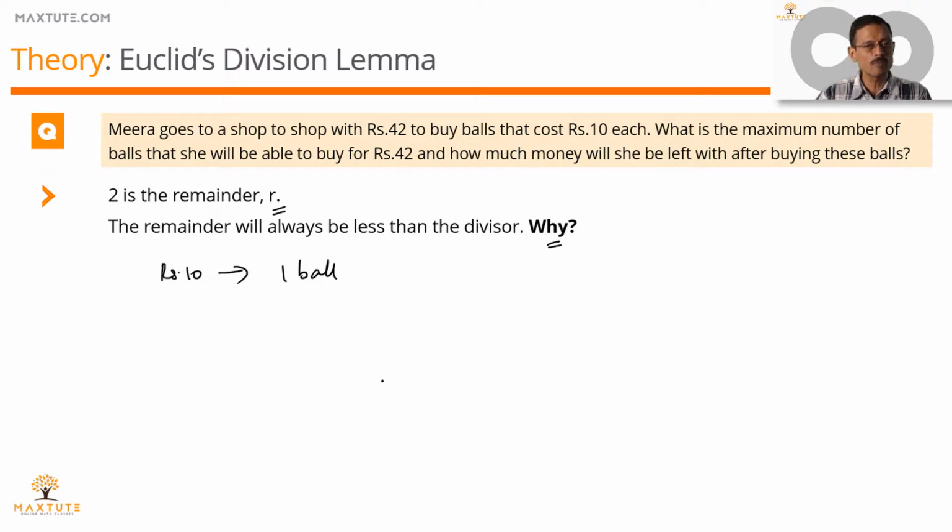When is she going to stop? She is going to stop when she is left with a sum of money that is less than what is required to buy the next ball. What is required to buy the next ball? She requires 10 rupees to buy the next ball. If she has 9, she has 7, she has 6, she has any sum of money less than 10, then she will not be able to buy. And that is the amount of money that she is going to go back home with. So the remainder is what she goes home with. Remainder is what she is left with.